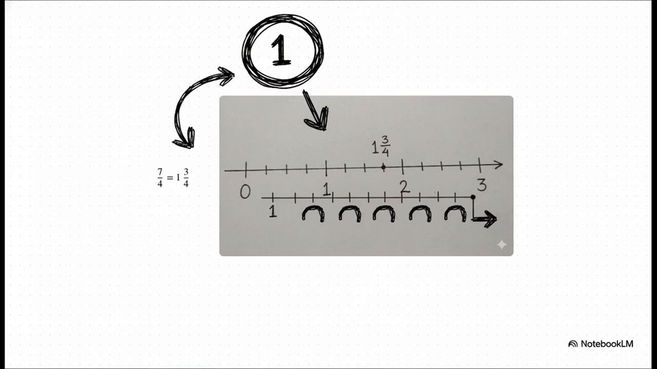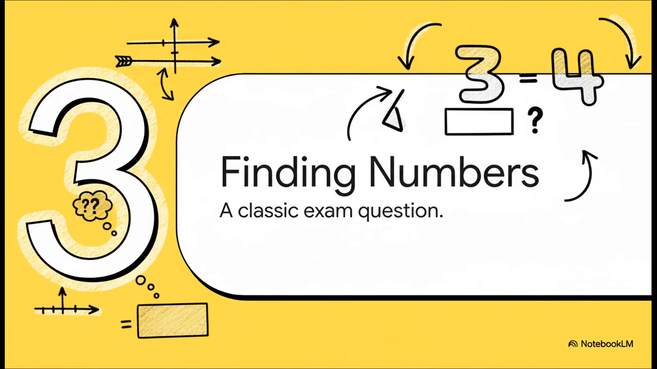Now we just focus on the fraction part, 3/4. So we divide the space between 1 and 2 into 4 parts, count 3 of them, and there it is. That's 7/4.